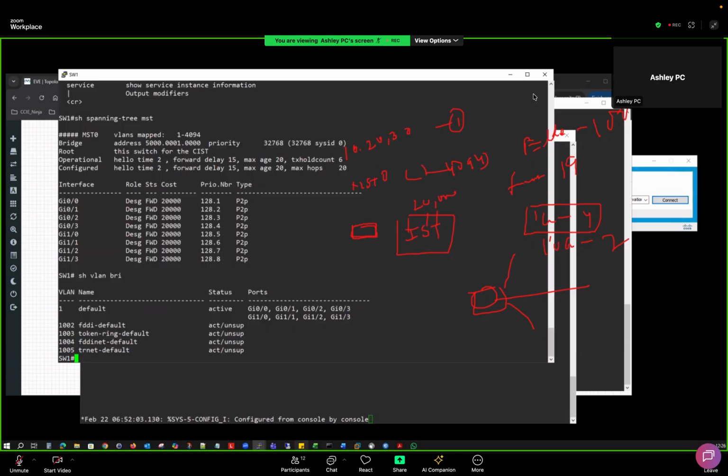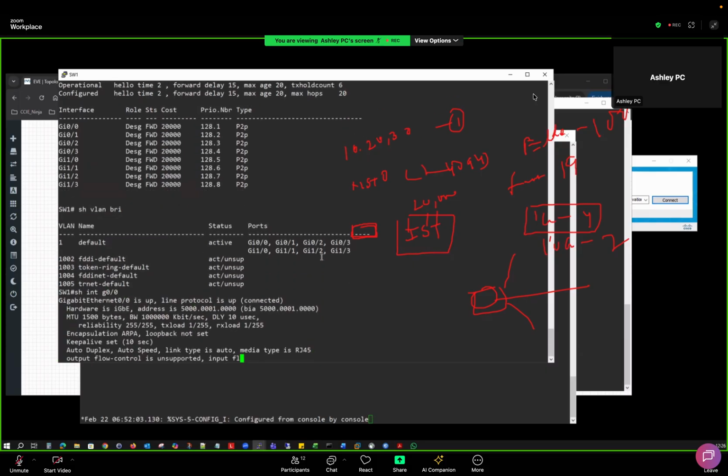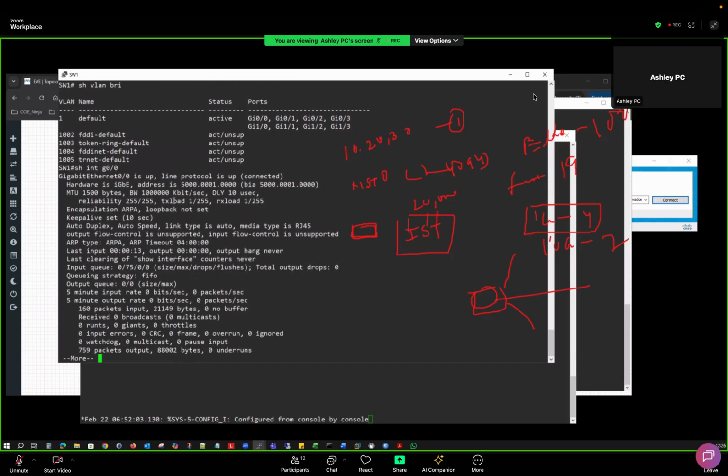The cost they are calculating, right? How is the cost going to be calculated, guys? It is a standard only. For the 1 gig interface, the cost we define is 4, right? So if you look at interface gig 0/0, what is the bandwidth of this interface, guys? 1000 kbps, 1000 MB, 1 gig. Yes or no? Yes, sir. It is a 1 gig interface.